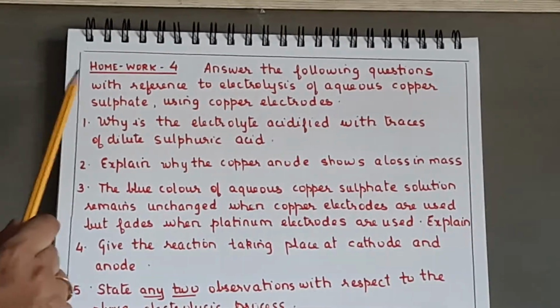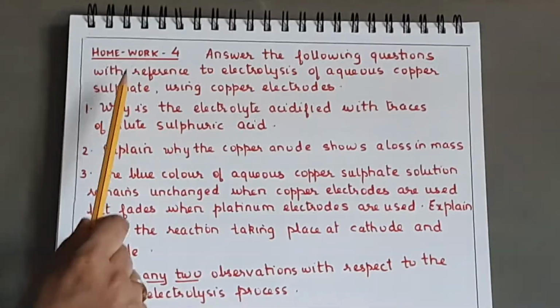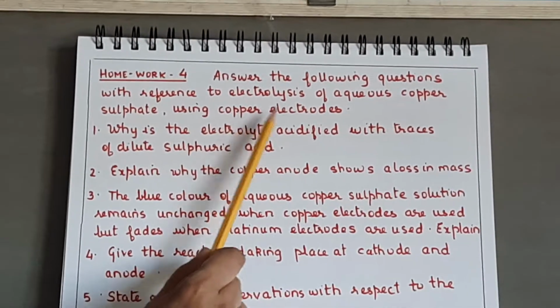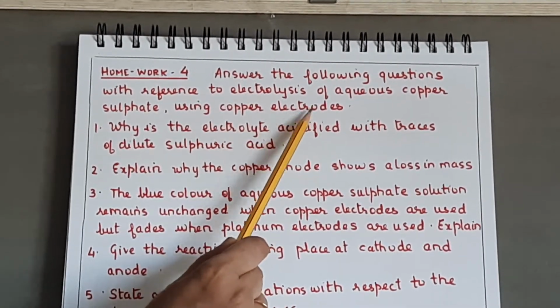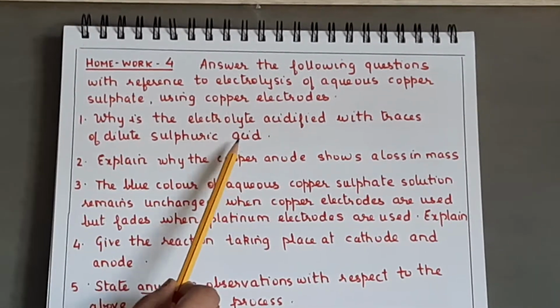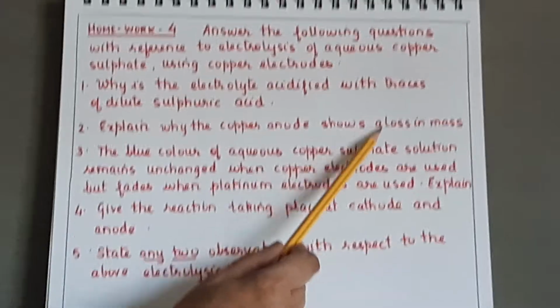Okay, now just have a look at the homework questions. Homework 4. Answer the following questions with reference to electrolysis of aqueous copper sulfate using copper electrodes, meaning active electrodes. Okay. Why is the electrolyte acidified with traces of dilute sulfuric acid? Then second, explain why the copper anode shows a loss in mass.